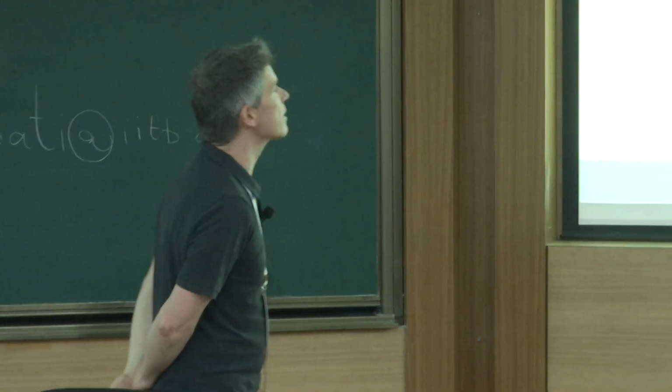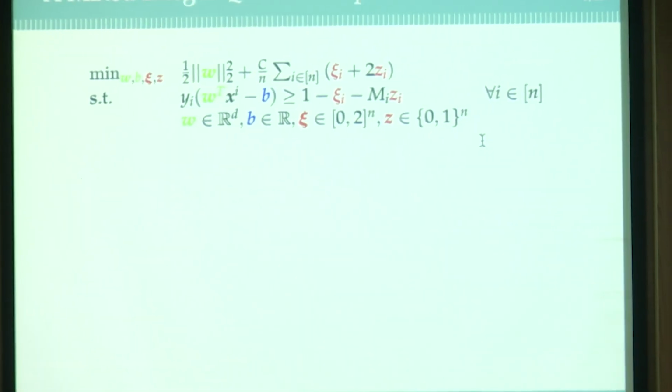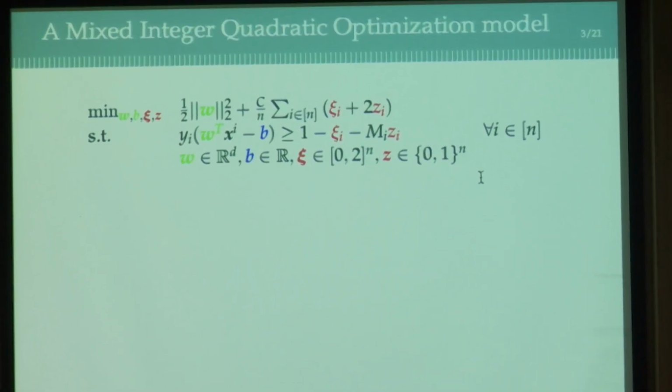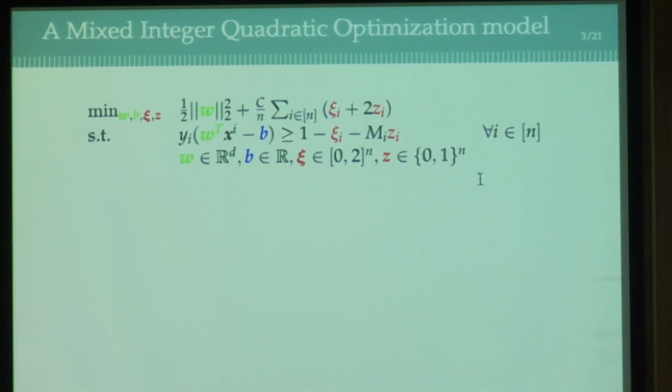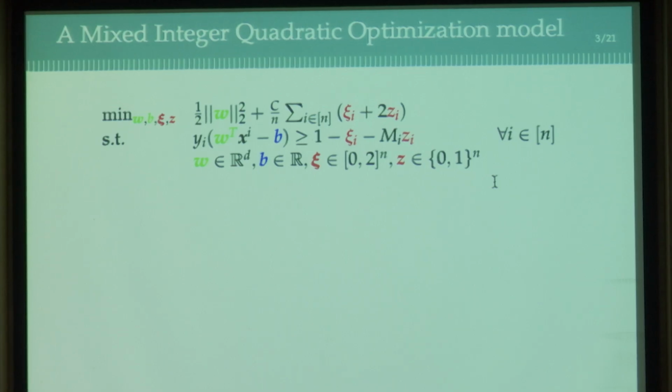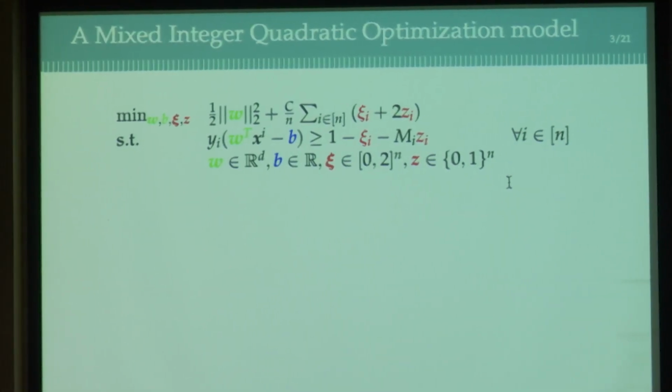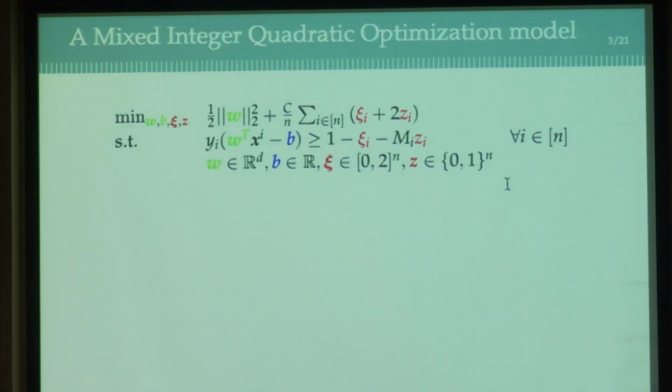And what this gives you is a mixed integer quadratic optimization model where the only nonlinear part is just that squared norm. So very nice, very smooth, not even very significant in terms of the value of the objective function term. The rest is only linear constraints and a few binary variables.